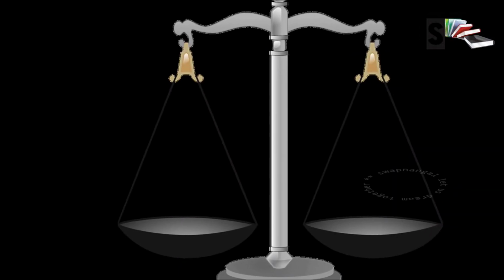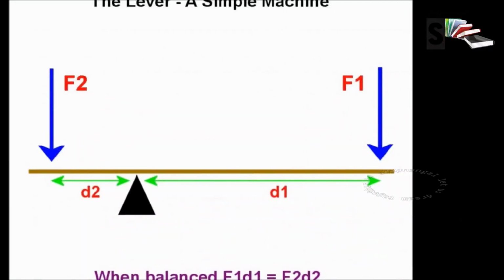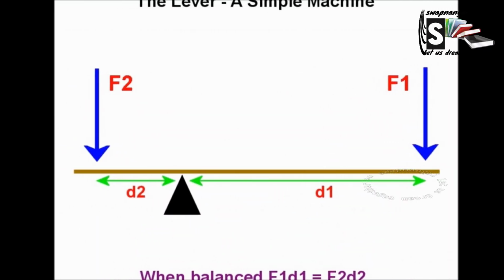But first class levers don't always give a mechanical advantage greater than 1. If we have a look at a balance scale, we can see that there is no mechanical advantage because the effort and the load are equally balanced. We show this as mechanical advantage is equal to 1. The amount of force that a first class lever can magnify depends on the position of the fulcrum. And this brings us to the end of our video.